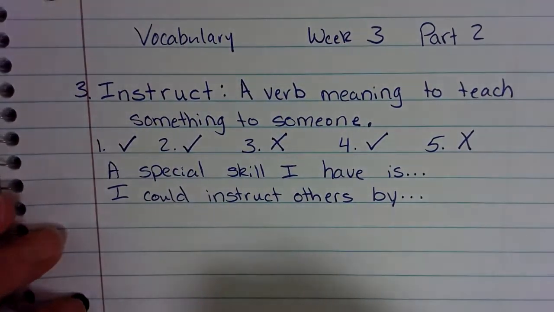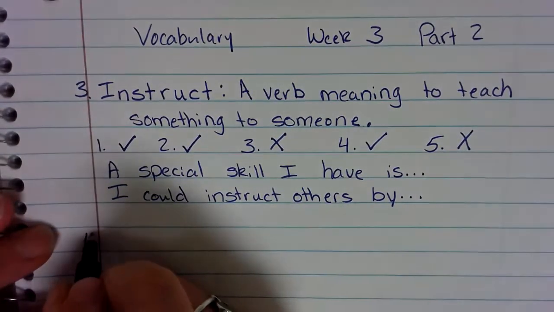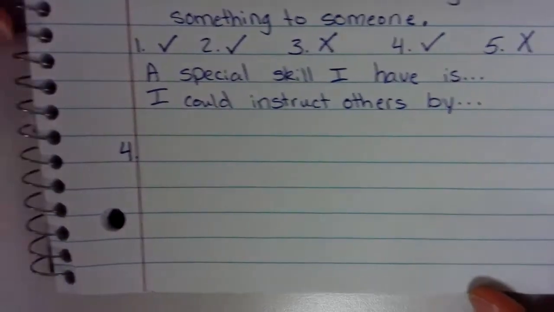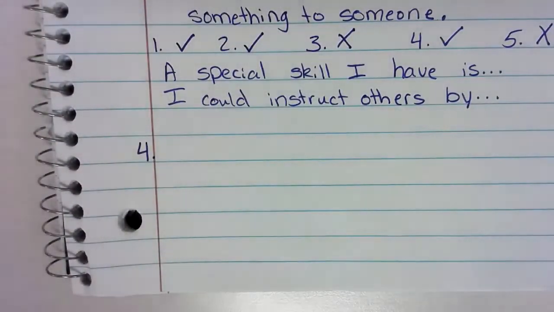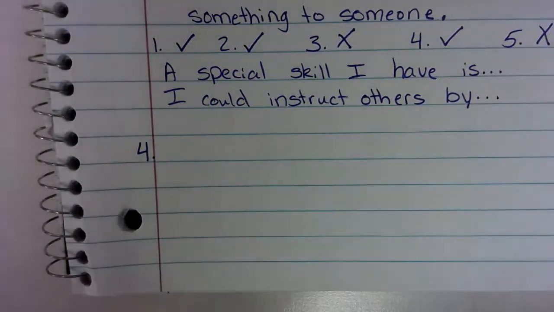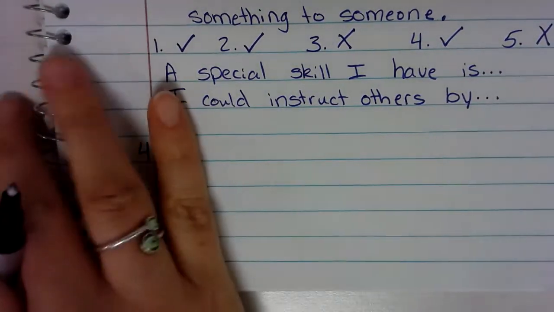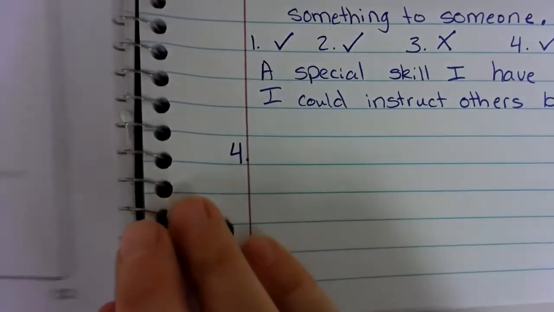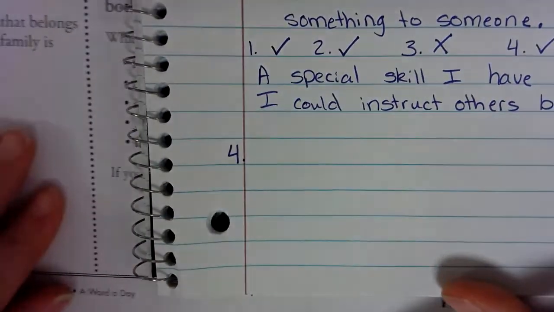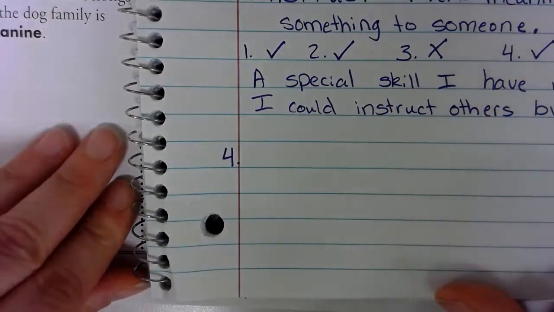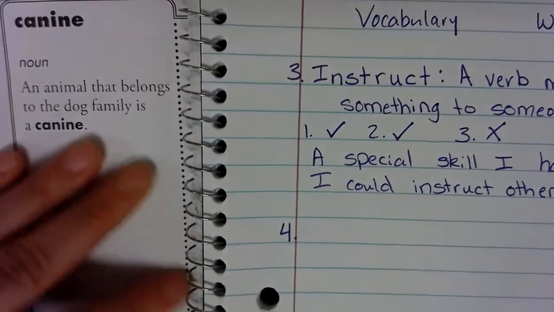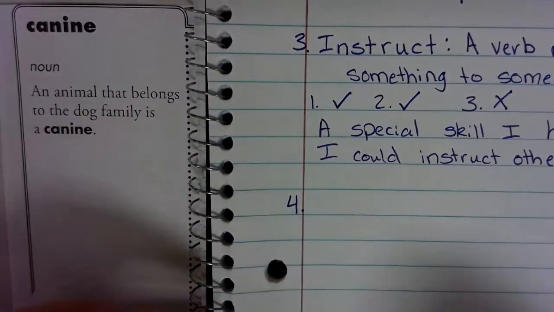All right, we're going to move on to the fourth word. Make sure I'm getting this space. The fourth word is canine. Canine. Have you heard that word before? Do you know what it means? So we're going to write the word and definition in our notebook. Oops. Make sure we can see everything. All right, canine.